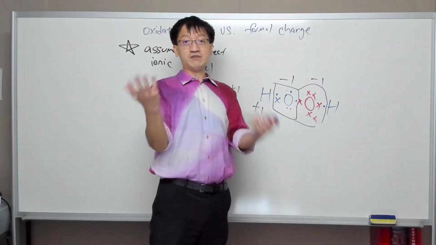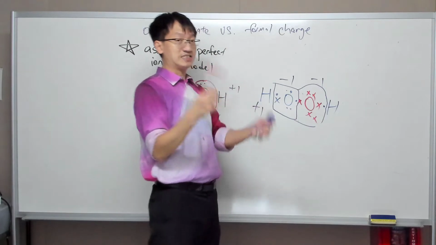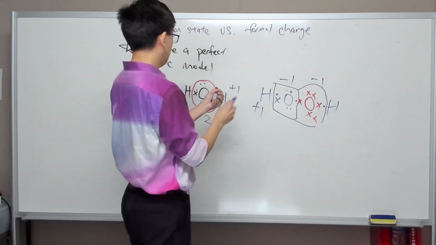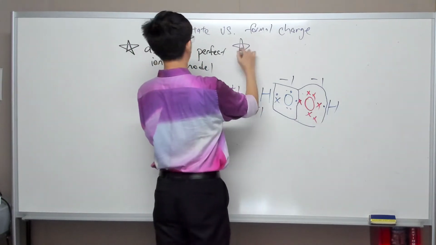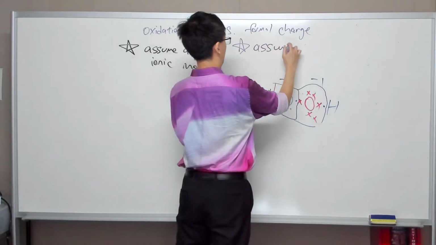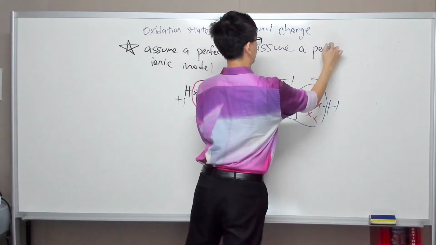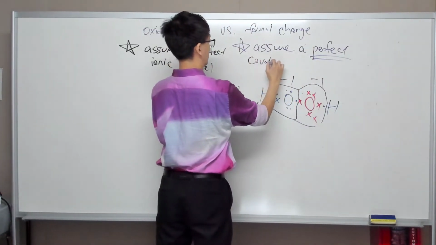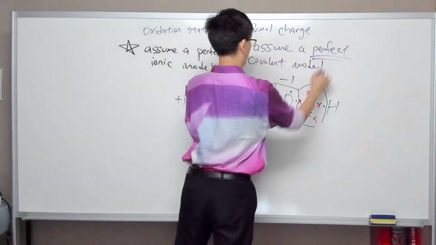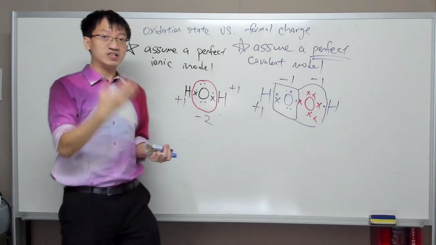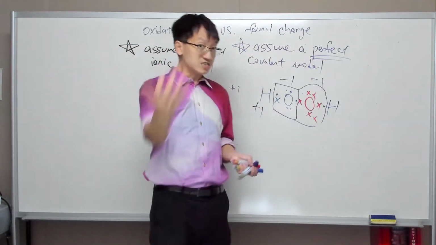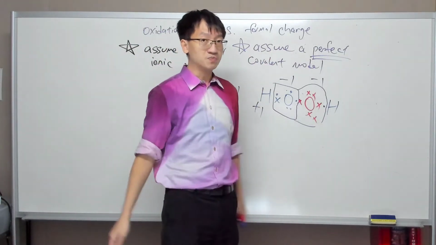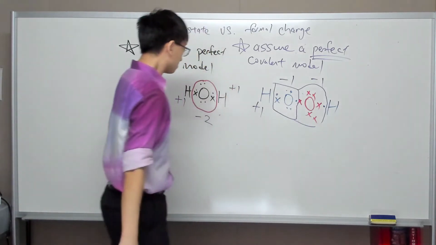But before that, we need to understand what exactly formal charges are. For formal charges, we will assume a perfect covalent model. So again, the keyword is perfect. We need to assume a perfect covalent model in order for us to determine the formal charge. So how do we do that?